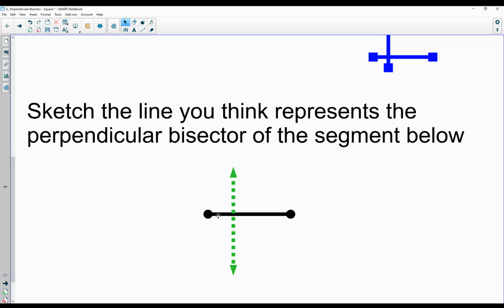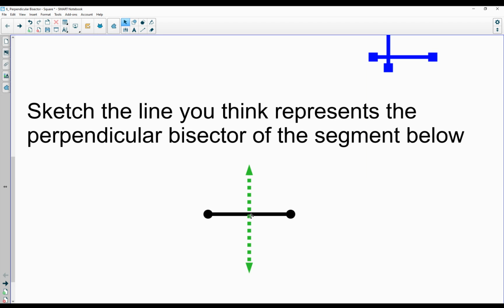The reason being is this piece here is obviously much smaller than this piece here. So if I'm sketching it, I want to try to get it to be as close as possible. I think that looks pretty decent. Right? And now it appears that it bisected it because this piece and this piece appear to be pretty equal in length.